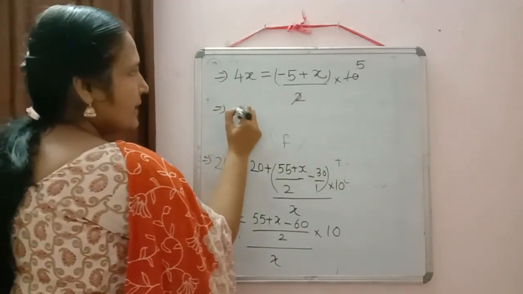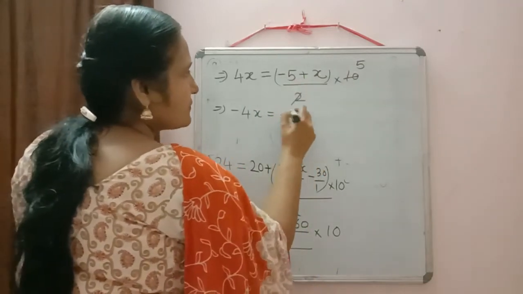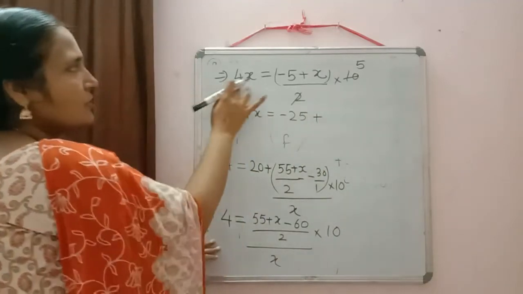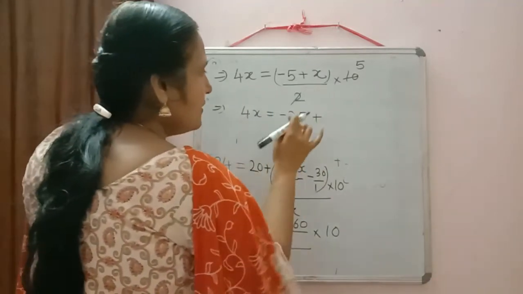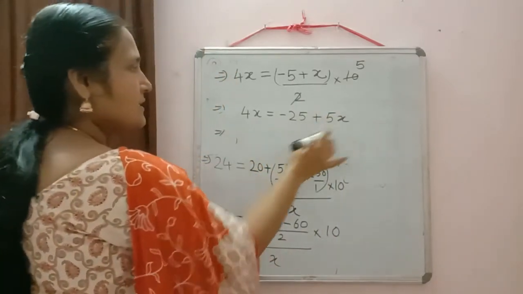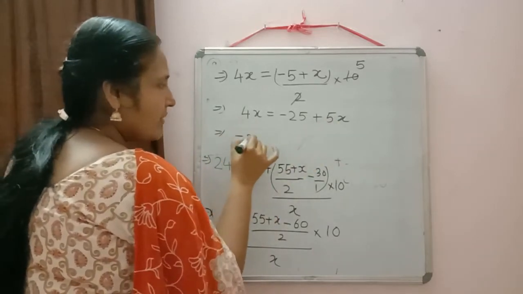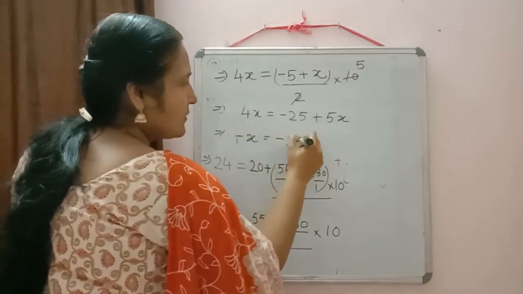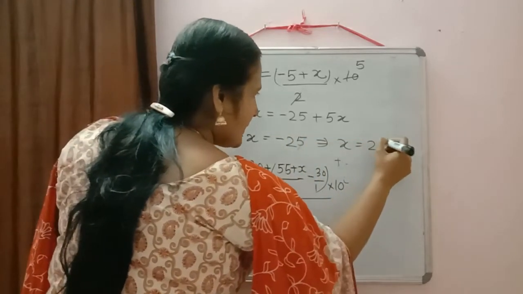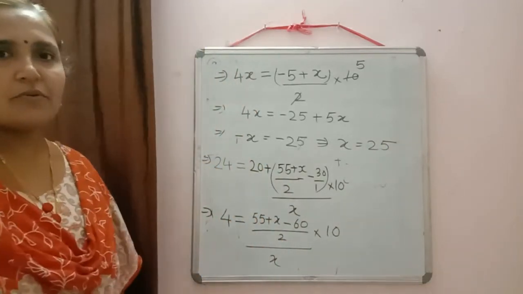So we will get here 4x is equal to 5 into x minus 5, that is 5x minus 25. So 4x is equal to minus 25 plus 5x, not minus 4x. Now 5x we can shift to left hand side. So it will be equal to 4x minus 5x. Minus x is equal to minus 25. Then we will get x is equal to 25. So I think this method is clear to you. Okay, so moving on to the next question.